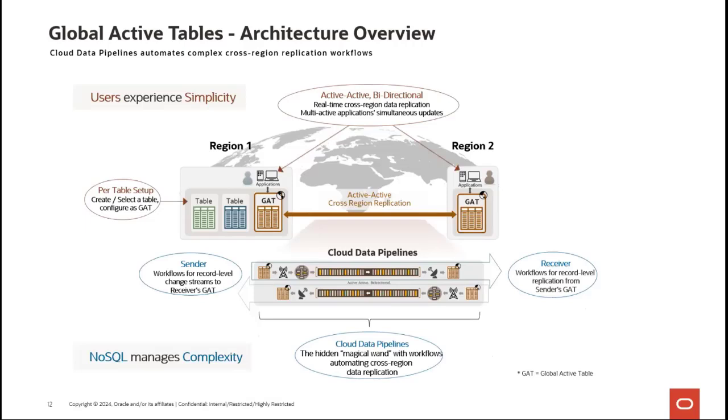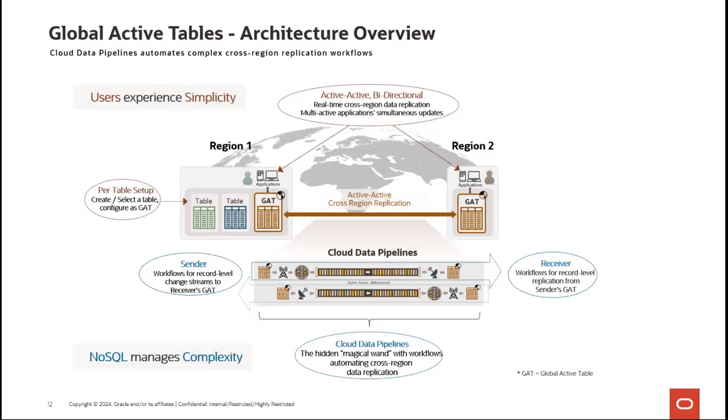Underneath the covers, what's happening is we have what we call a cloud data pipeline. When changes happen at the sender side, we collect those changes. Those changes go into a temporary storage. Those changes are then sent across a data pipeline over to the receiver. The receiver is sitting there monitoring changes, and once the receiver gets those changes, it will then apply those changes to region 2.